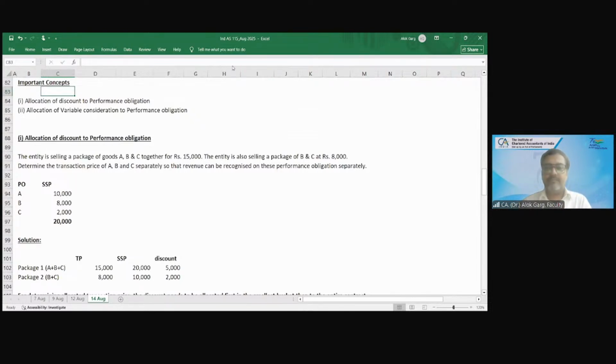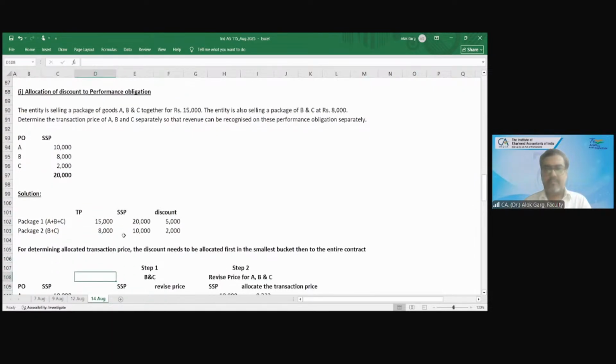Sir, I have a query. Sir, if the transaction price is not given, and separately 10,000, 8,000, 2,000 are given, can we use the residual approach for that? If the transaction price would not have been given, that is what you are asking. Yes, in that case your B and C is 8,000 and your A should be 7,000.